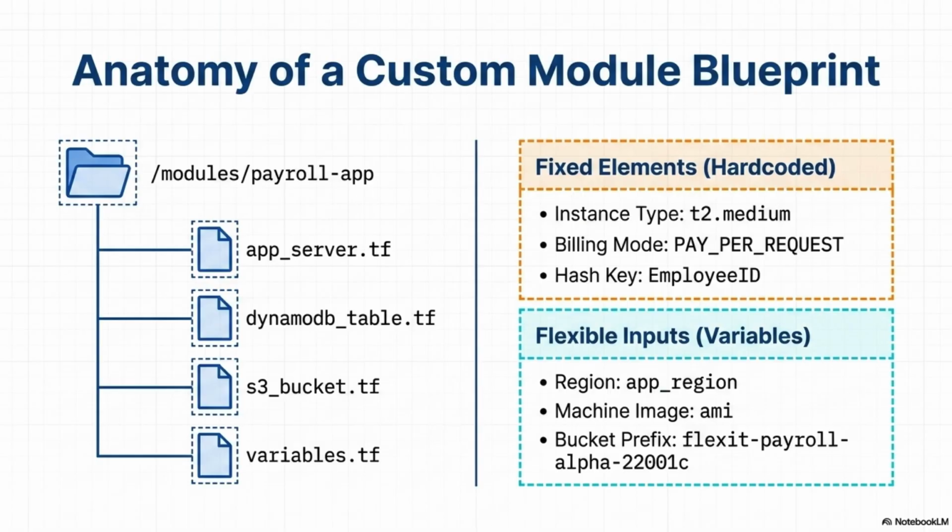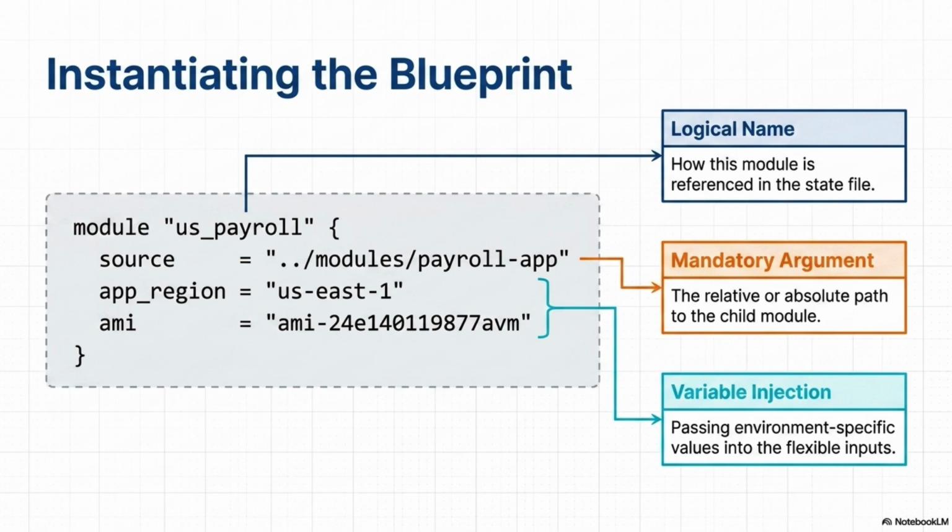Point 7. Instantiating the blueprint. How do you actually use this module? You write a module block and give it a logical name. Here it's us_payroll, which is how Terraform tracks this instance in the state file.